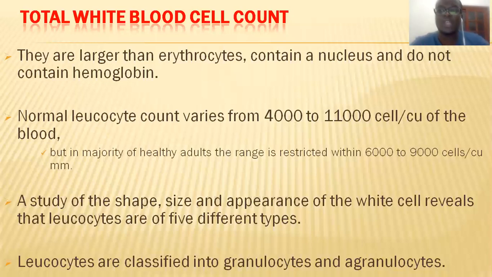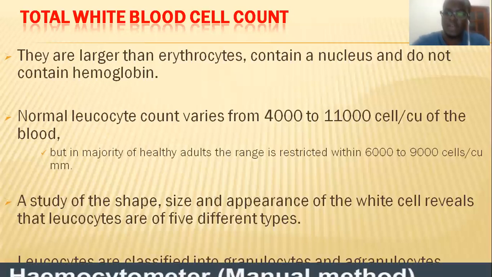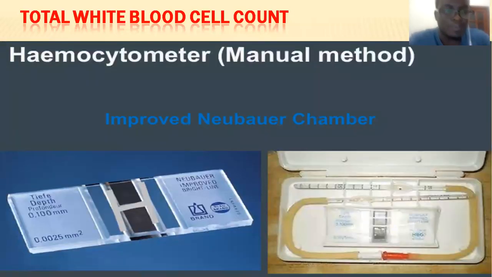But now when you're looking at them under the microscope, how are you going to count them and how are you going to identify them? There is a manual method of counting white blood cells. This manual method uses the hemocytometer, a special type of slide called the improved Neubauer chamber slide. It's the same slide that we use when we're looking at red blood cell count.